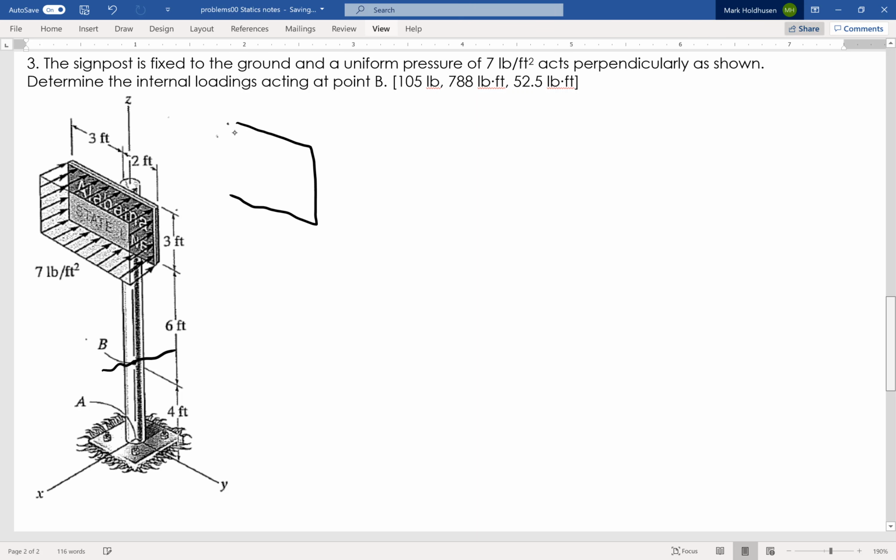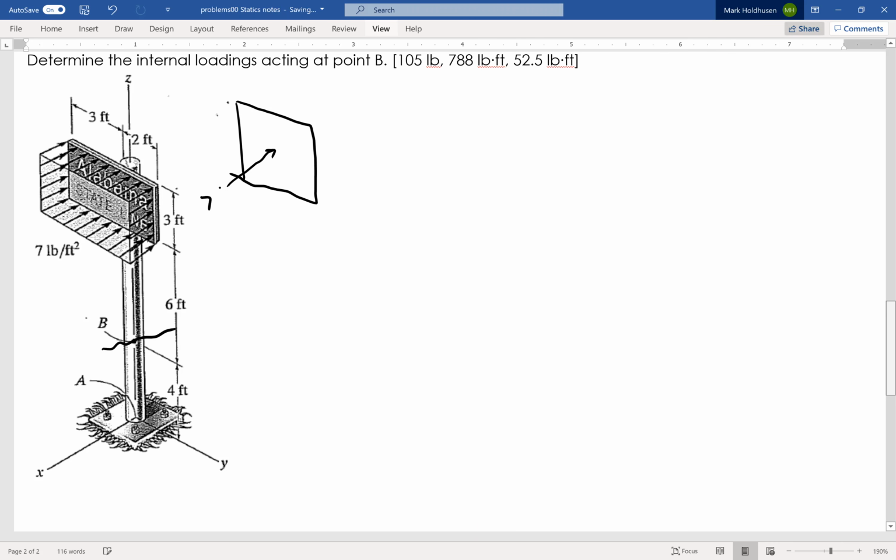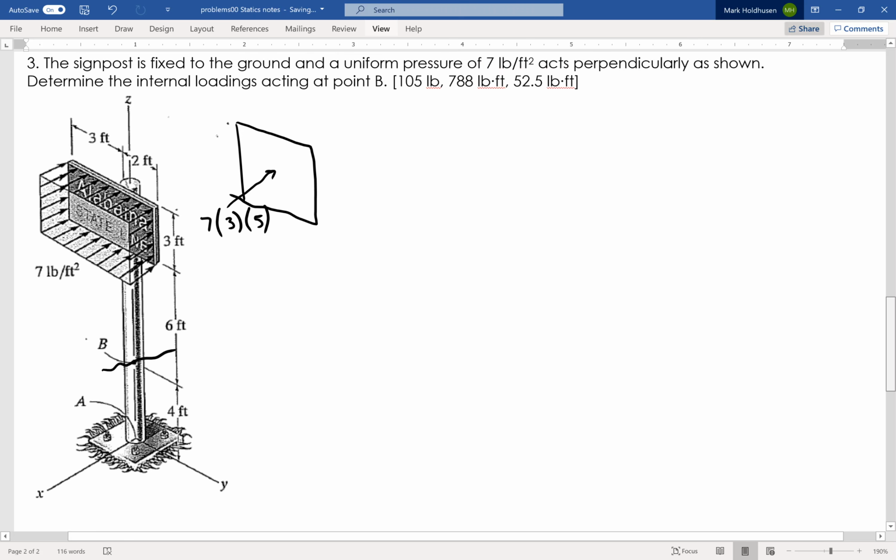Okay, so we start with the sign like so, and essentially I've got a force pushing on it, which is the pressure of 7 times the area, which is 3 times 5. So that's pushing on there. Notice the post is a little bit off center. I'll draw it quite a bit off center just to exaggerate, right? So it's going to cause some twisting as well as some pushing.